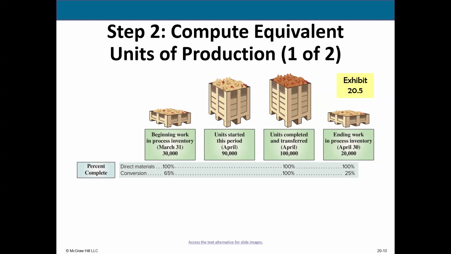We separately compute equivalent units of production for the direct materials and conversion costs. This is because direct materials and conversion costs typically enter the process at different rates. That's why we call it conversion costs. It's the cost of converting from direct materials to finished goods, you see? So that's where these come from. That's why we see the different percentages.